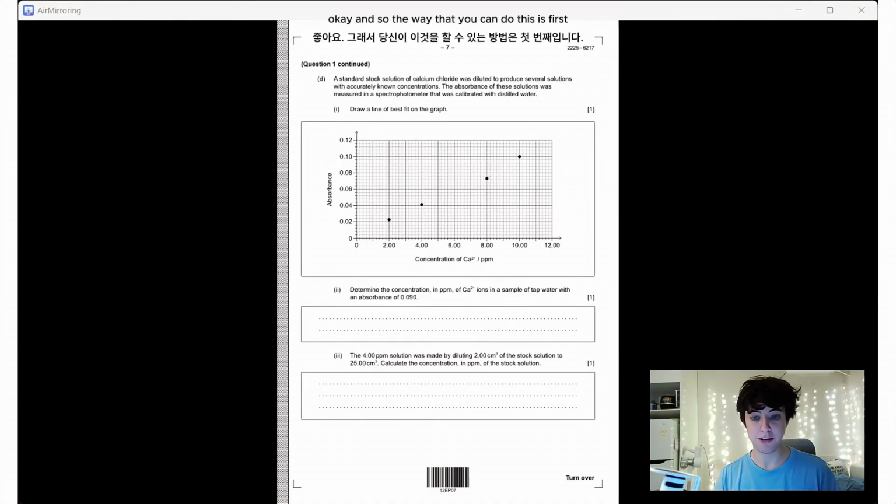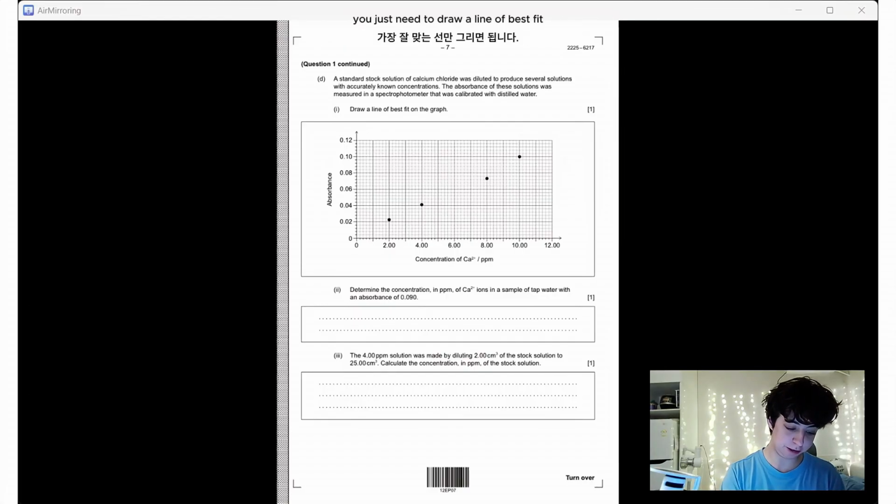Okay, and so the way that you can do this is first you just need to draw a line of best fit for your calibration curve. This is also the part 1 that I ignored. Oops. So we're gonna draw a line of best fit. You just need to draw a straight line with a ruler.